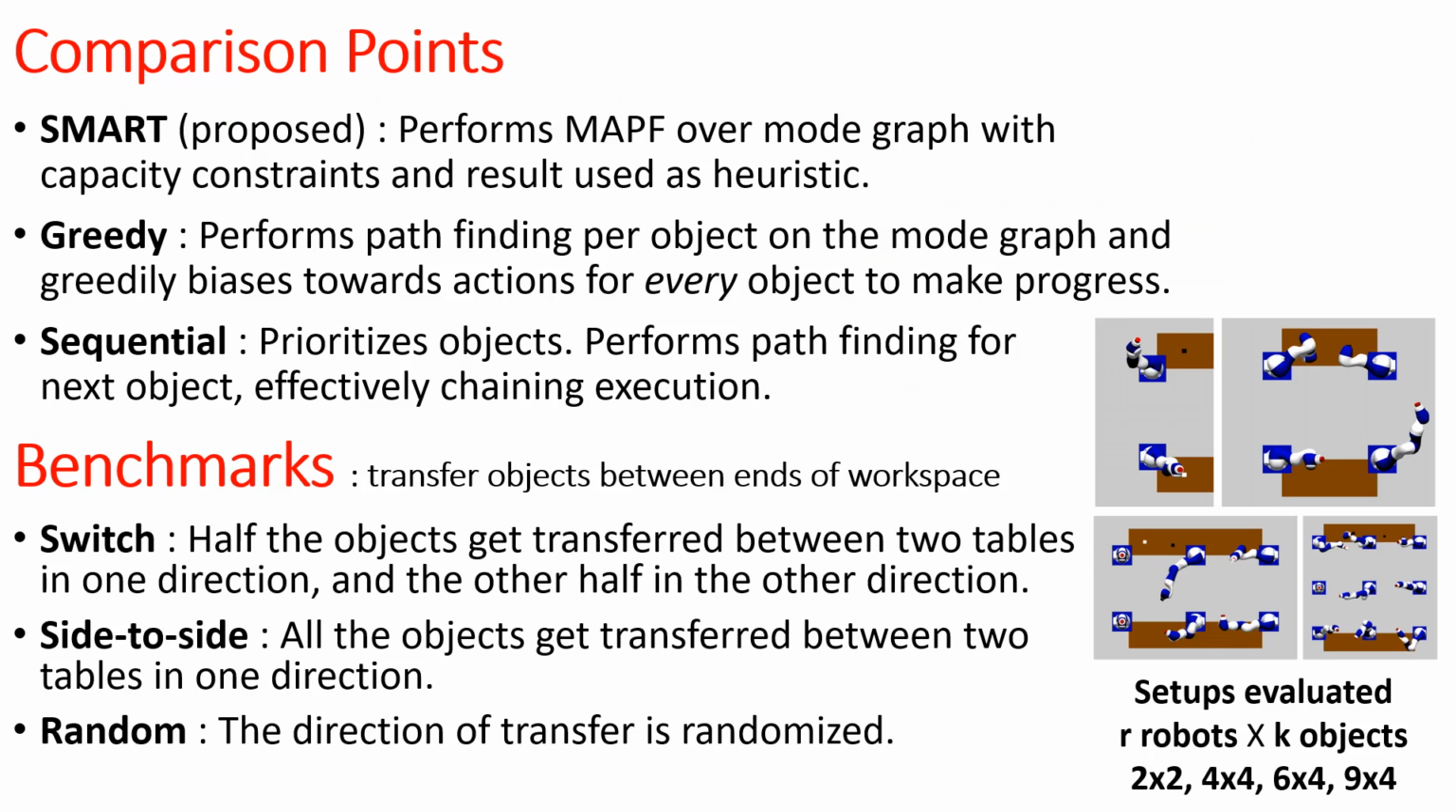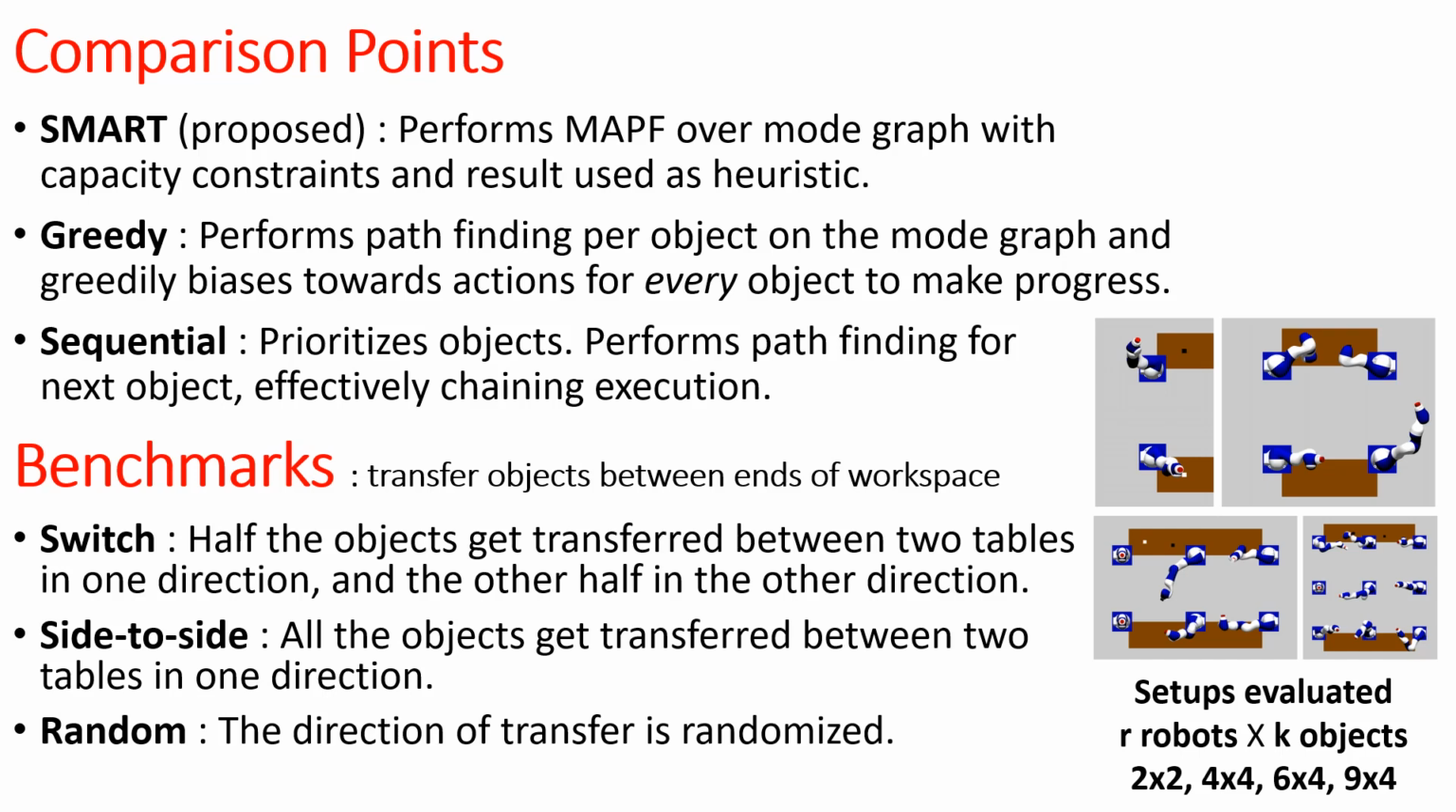So we perform experiments to compare our proposed algorithm, SMART, with alternative heuristics in the space of the task and motion planning search. One such heuristic that has already been outlined is greedy, where we perform the sequence of tasks per object and we greedily bias it for every object to make progress. And then we also have a fallback where we solve the task plan for each object and then execute them in sequence.